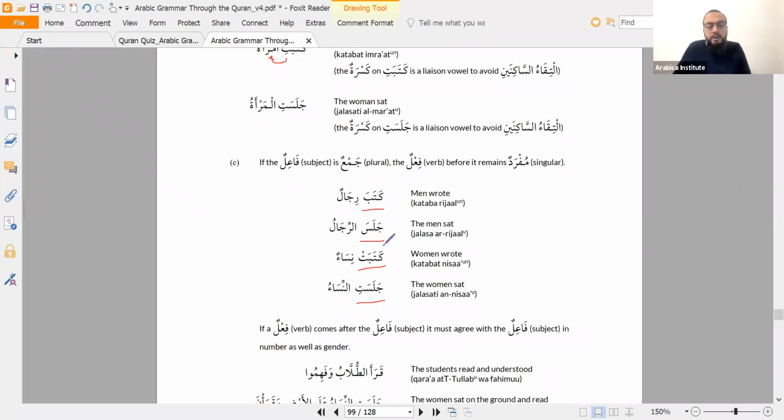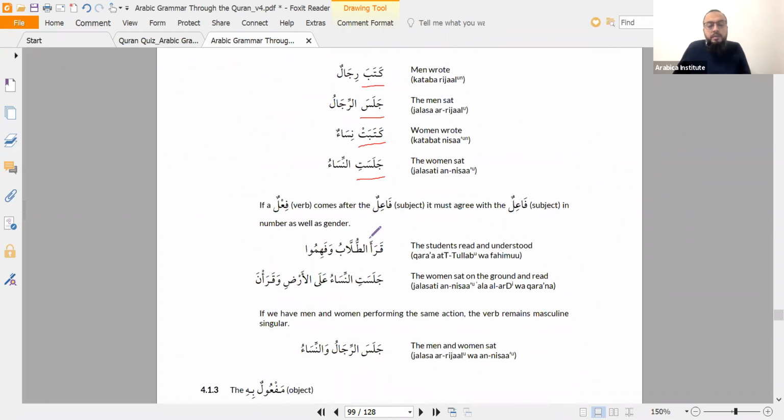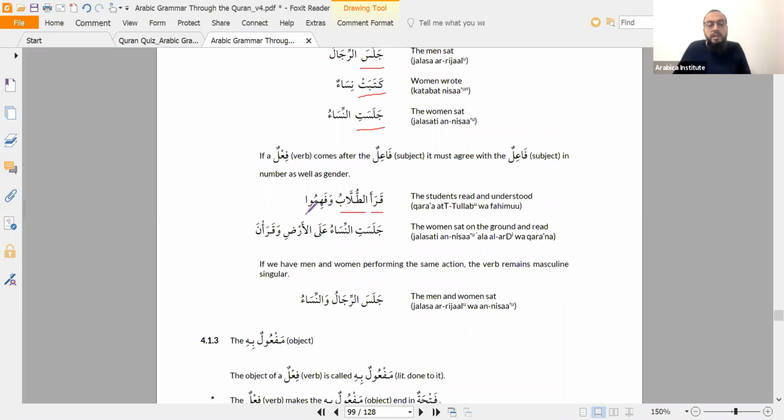Jalasatin nisa'u. However, if the verb comes after the subject, so for example, you might say something like, the students read and understood, then the first verb will stay singular, qara'a, and then you have a plural subject, plural fa'il. And now if you have another verb here, which refers back to this, that has to agree in plurality or duality. So you say, قَرَأَ الطُّلَّابُ وَفَهِمُوا. Make this one plural. From an example, جَلَسَتِ النِّسَاءُ. The women sat, عَلَى الْأَرْضِ وَقَرَأْنَا.